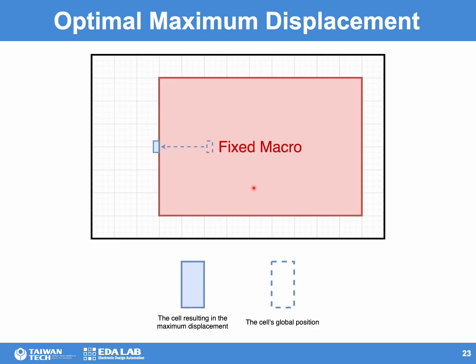This slide explains why we can confirm that certain designs achieve an optimal maximum displacement. In these designs, there are fixed macros where some cells are placed within the area occupied by a macro during global placement. There is a shortest distance to move such a cell out of the fixed macro area. If this distance is the maximum displacement in the design, we can confirm that this is the optimal maximum displacement for the design.